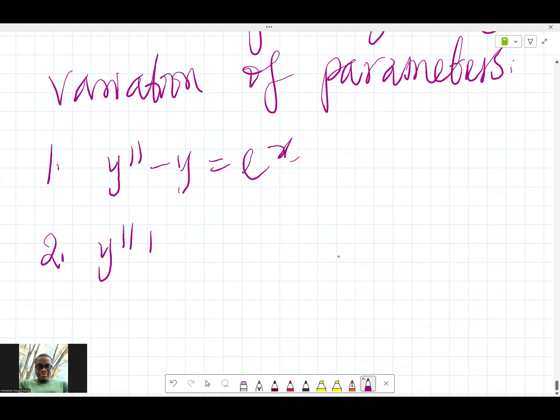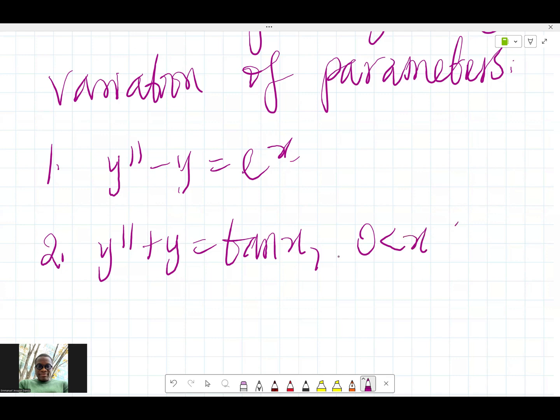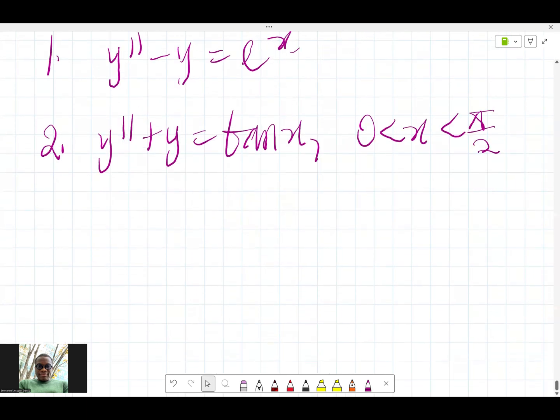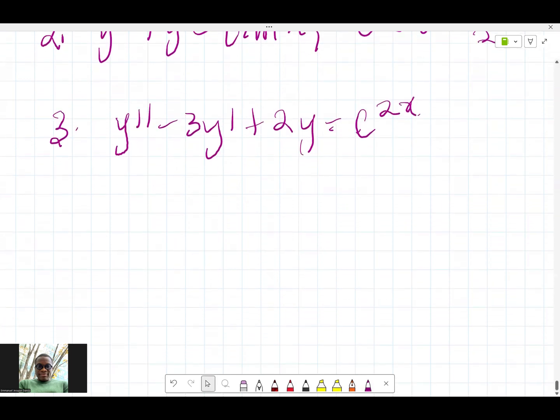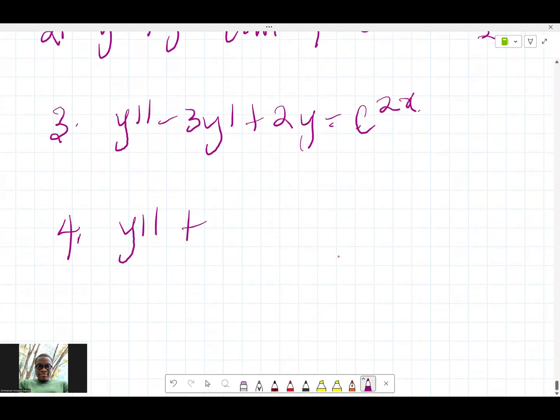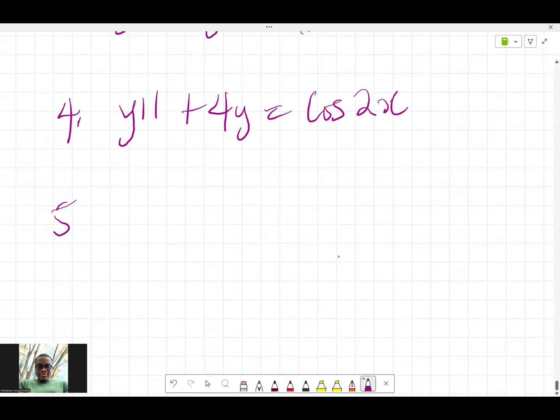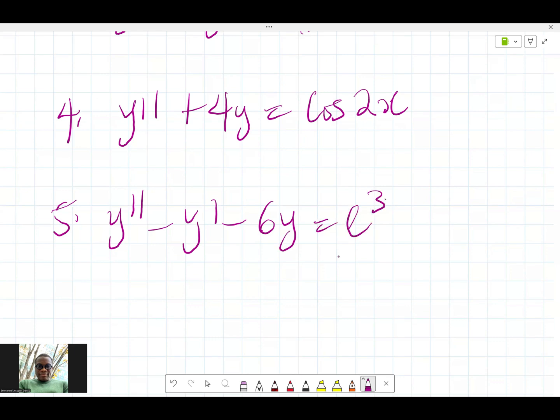Number 2: y'' plus y equals tan x. And here we have 0 less than x less than pi over 2. That's to guarantee that x doesn't go undefined. I think that's the purpose of that. Number 3: y'' minus 3y' plus 2y equals e^(2x). Then number 4: y'' plus 4y equals cos 2x. Number 5: y'' minus y' minus 6y equals e^(3x).